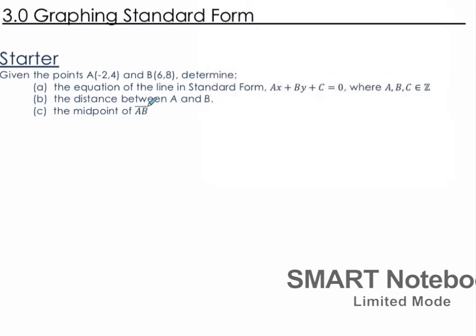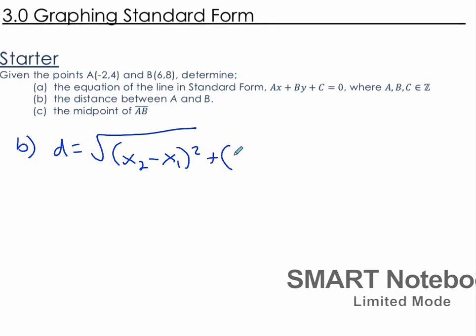Okay, next we're going to look at the distance between point A and B. So recall the distance formula is kind of like Pythagorean theorem. It's the square root of x2 minus x1 squared plus y2 minus y1 squared, where x1 and y1 is a point and x2, y2 is another point on the line. So we have these 2 points. Let's plug in the values of x.